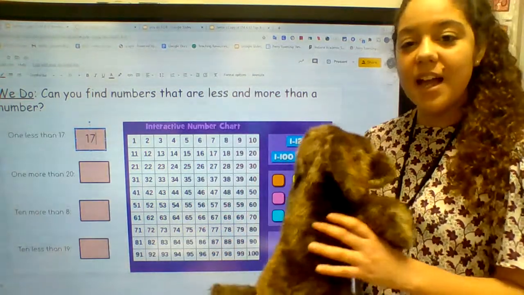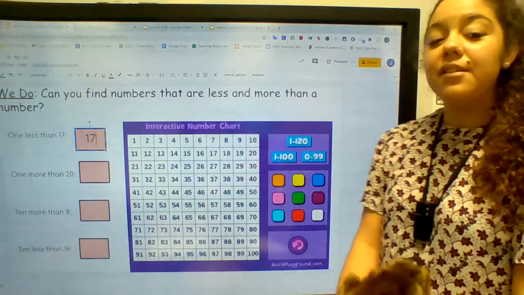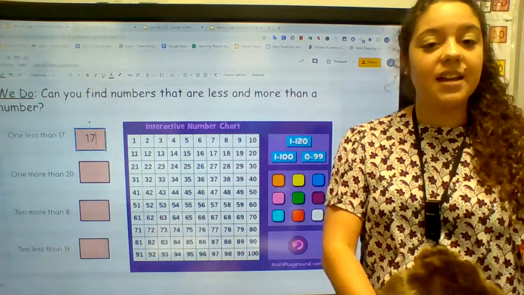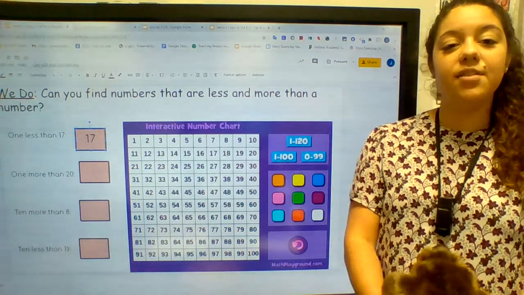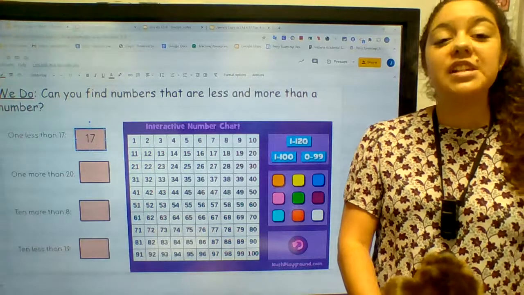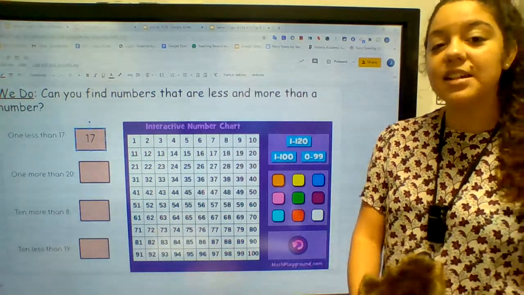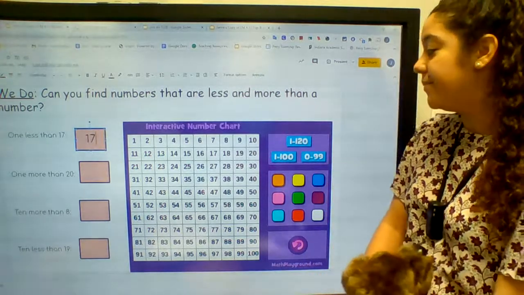You guys have great ideas. Stop and give me 5. My friend Alundin is raising her hand. Alundin, what number do you think is 1 more than 20? She thinks 17 is 1 more than 20. Let's look at the number chart together.